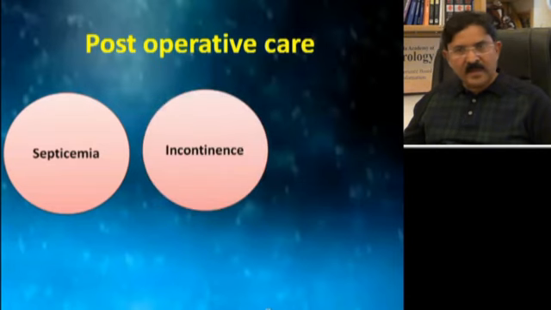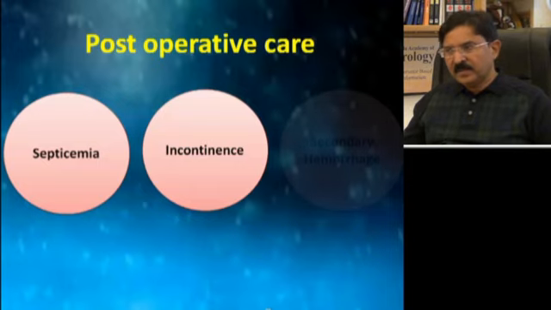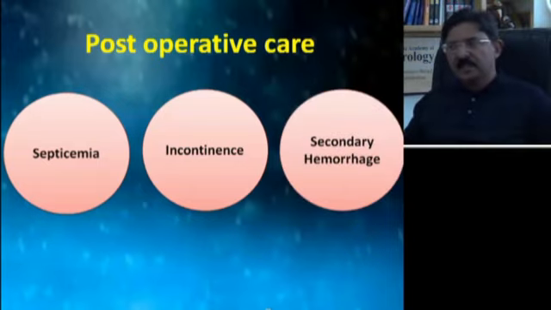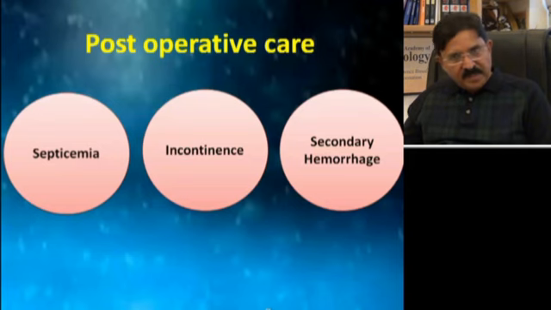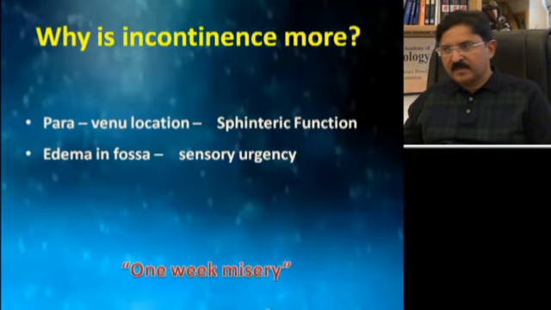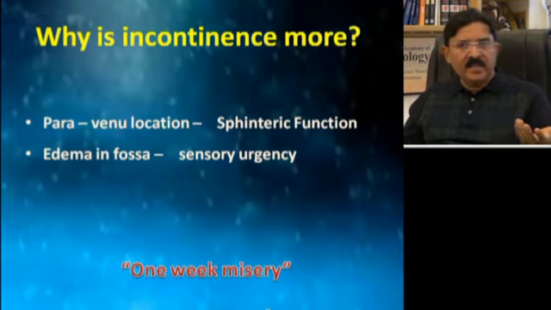Give broad spectrum antibiotics. In fact, you should explain to the patient about the slightly higher incidence of incontinence after the surgery, and you must also tell the patient about the risk of secondary hemorrhage, which is slightly higher in these patients. Why is the incontinence more? This is because if the abscess is located by the side of veru montanum, it hampers sphincteric function by edema. And then there is edema in the fossa. So there is a higher degree of sensory urgency.